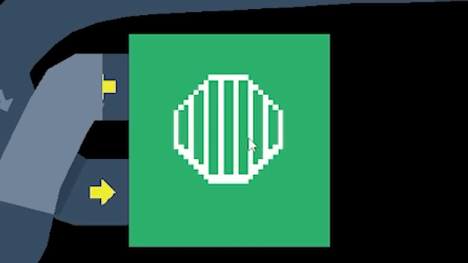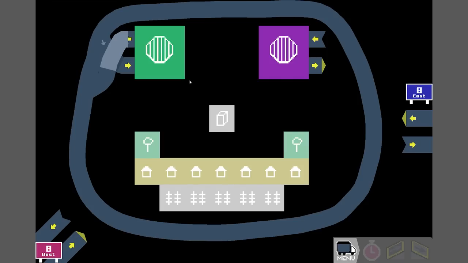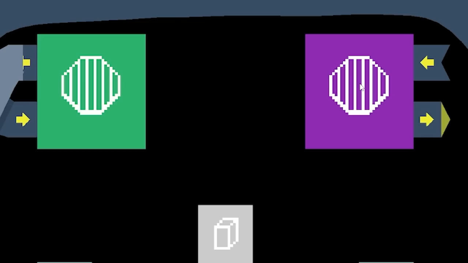I don't know what that is. Maybe it's a shield shop. They make octagonal shields out of planks of wood. Yeah, and they're bitter rivals. You can either go with the green guys or the purple guys.